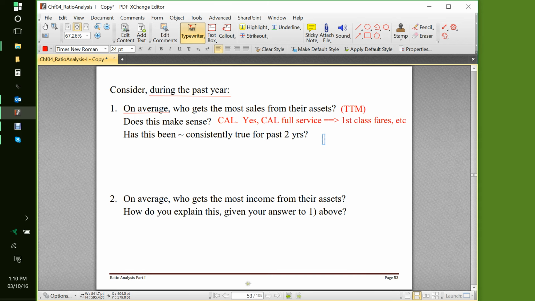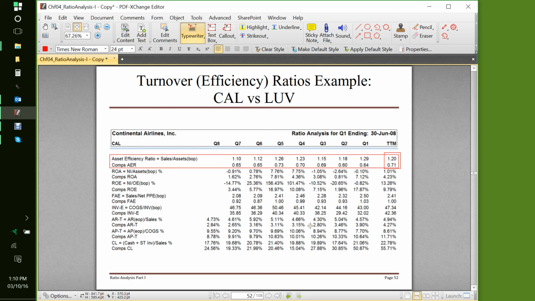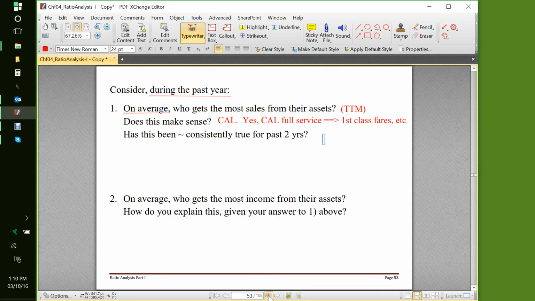Has this been consistently true for the past 2 years? Well, here, Continental better, Continental better, Continental better, Continental better. So we want to say yes.